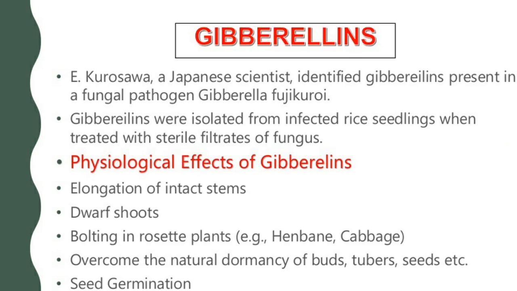Now second is the gibberellin. E. Kurosawa, a Japanese scientist, identified gibberellins present in a fungal pathogen Gibberella fujikuroi. Gibberellins were isolated from infected rice seedlings when treated with sterile filtrate of the fungus. Physiological effects of gibberellins: elongation of intact stems, dwarf shoots, bolting of rosette plants, overcome the natural dormancy of buds, tubers, seeds, etc., and seed germination.